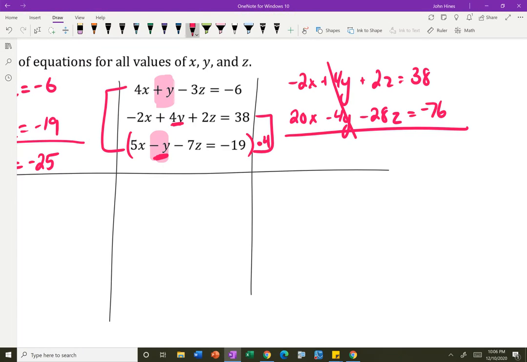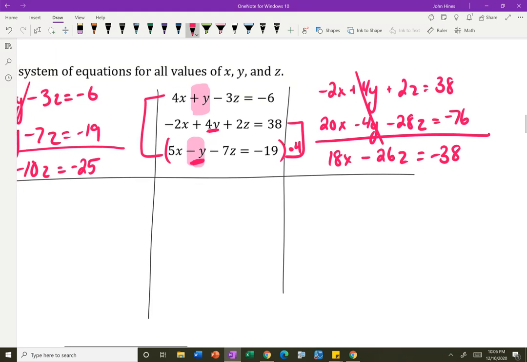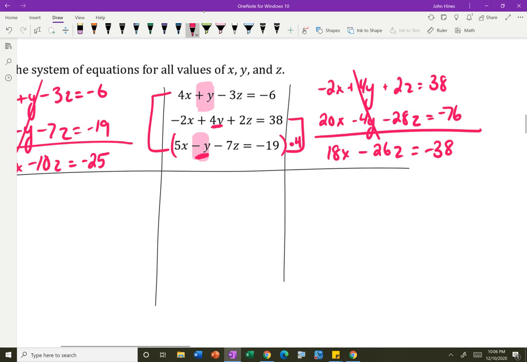So those add to 0, and I'm left with 18x minus 26z equals, use a calculator, negative 38. I've only known that because I did it 3 times today. So that was step 1. That was the hard algebra 2 part. Picking your equations to eliminate the same variable twice.